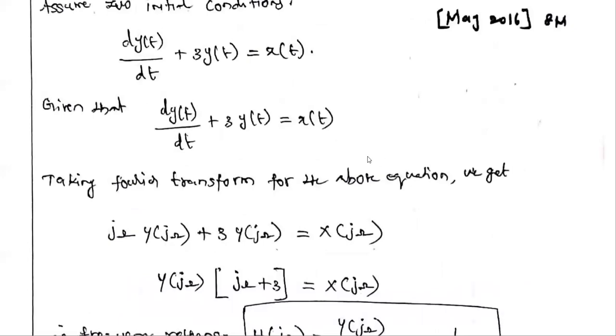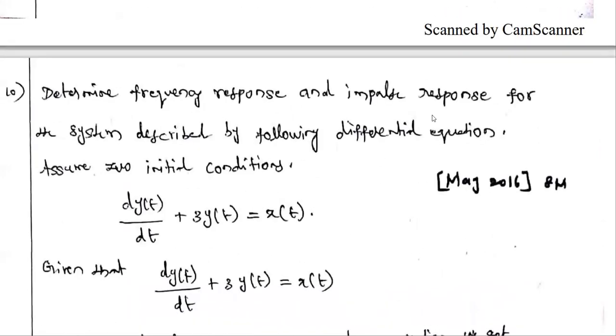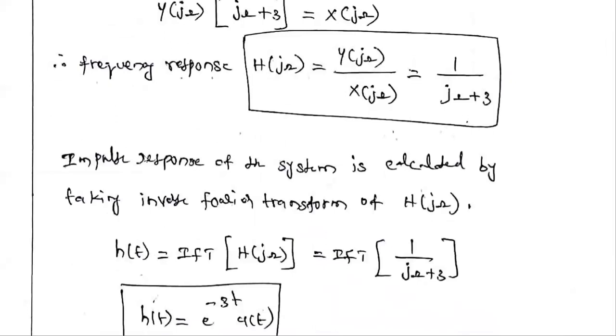Then the second question is to find the frequency response and impulse response. What is meant by impulse response? Impulse response means small h of t. What is the relation between h of t and capital H of j omega? H of t is the time domain signal, and capital H of j omega is the frequency domain value. If we want to find the impulse response, you just take the inverse Fourier transform of this H of j omega. So the impulse response of the system is calculated by taking the inverse Fourier transform of capital H of j omega. So h of t equals the inverse Fourier transform of 1 by j omega plus 3.